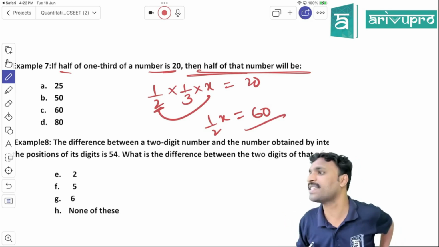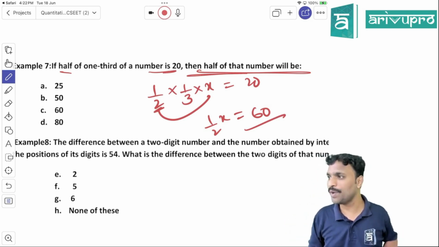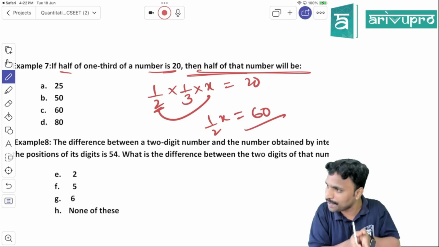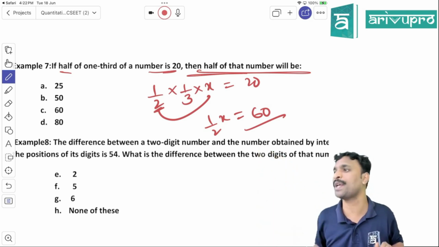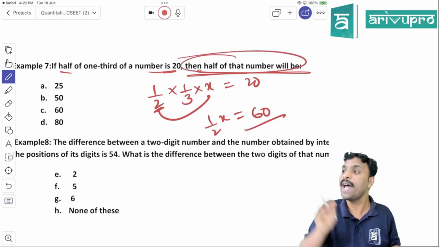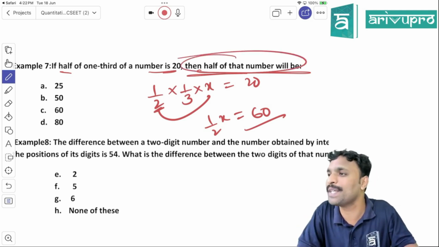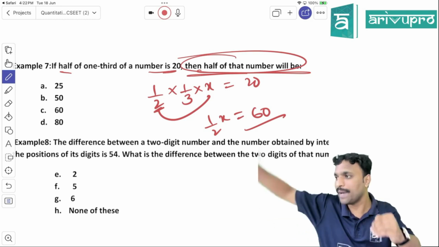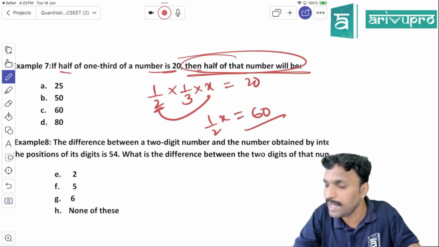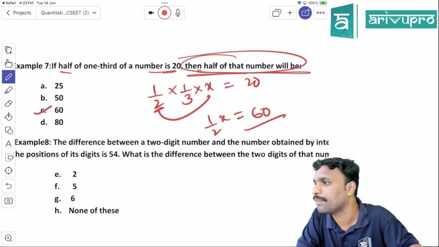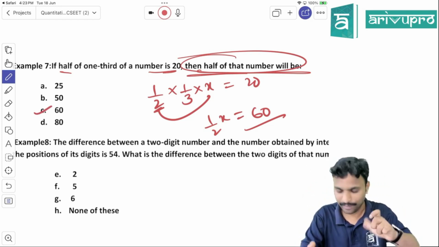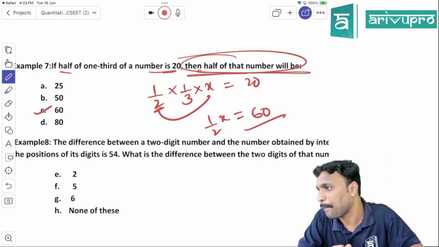If they had asked for the number itself, then what would you have done? 1/2 into 1/3 is 1/6. That goes there. 6 into 20 is 120. 120 is the number. But the question they're asking is half of that number. Don't disturb that 1/2. Only take that 1/3. That side becomes 3. 3 into 20 is 60. Understood? As per the requirement, you have to modify the data.